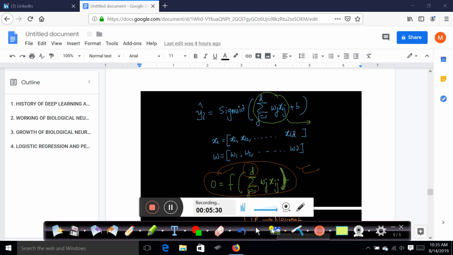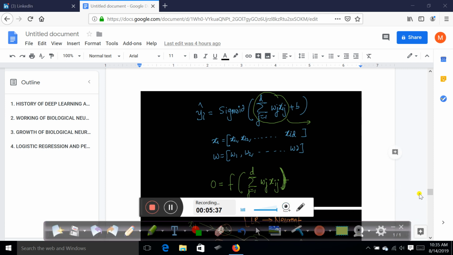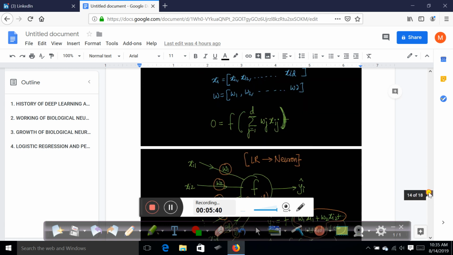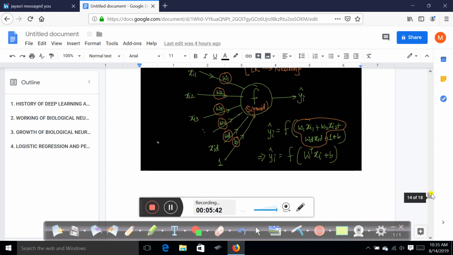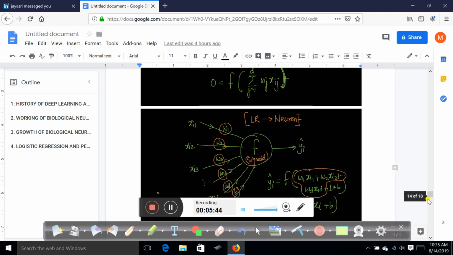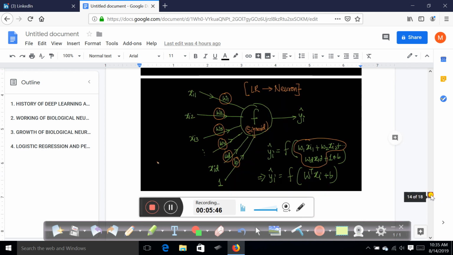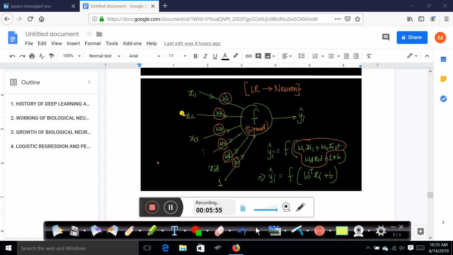Now let us relate the same thing with the perceptron model. It will be really interesting to see. If we have to represent logistic regression in the form of a neuron, how can we represent it? As we are clear, our xi is d-dimensional. So let's consider d-dimensional inputs: xi1, xi2, xi3 to xid.